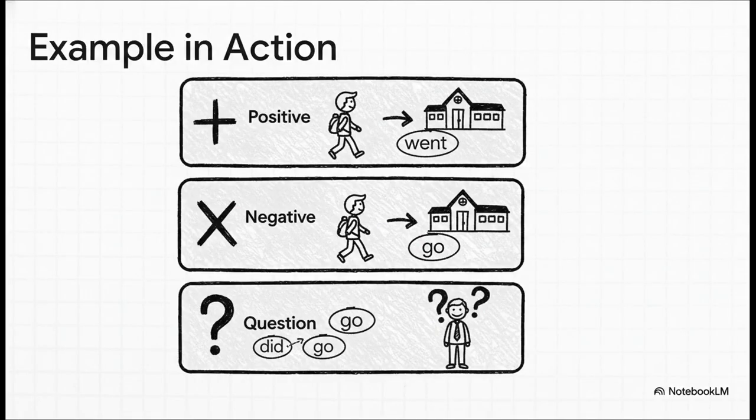Let's walk through this with a real example. In the positive sentence, we say went. That's the verb 2 of go. But for the negative and the question, you see how did just pops in there? And as soon as it does, the main verb switches right back to go. This pattern is seriously the most important rule you need to remember.